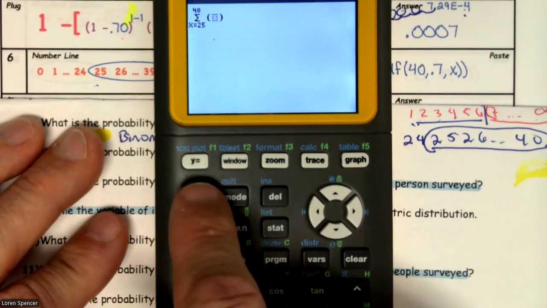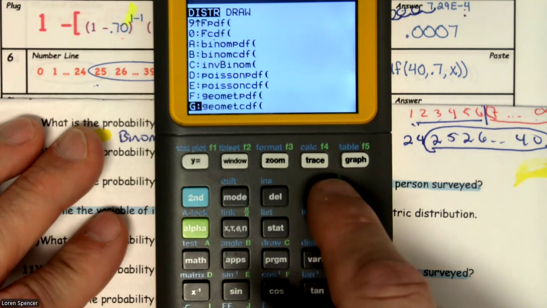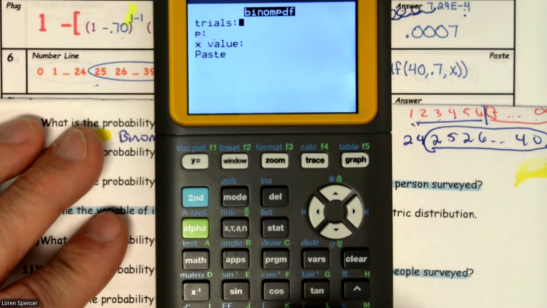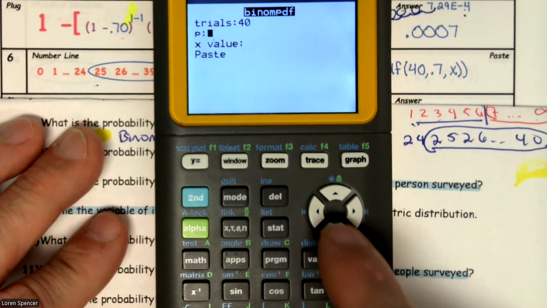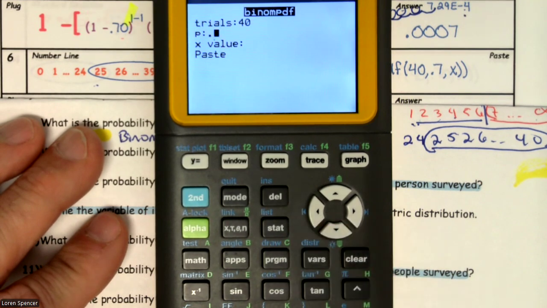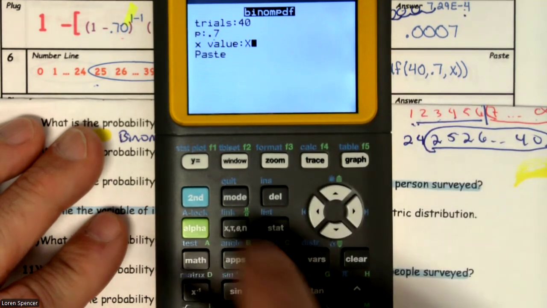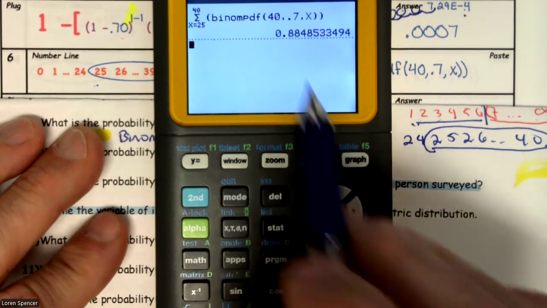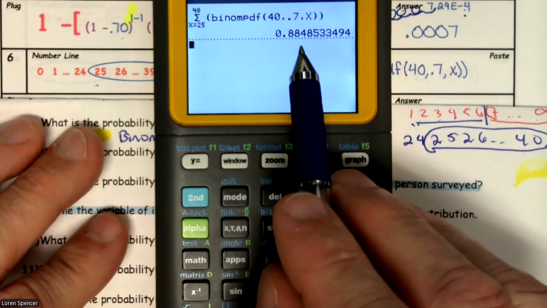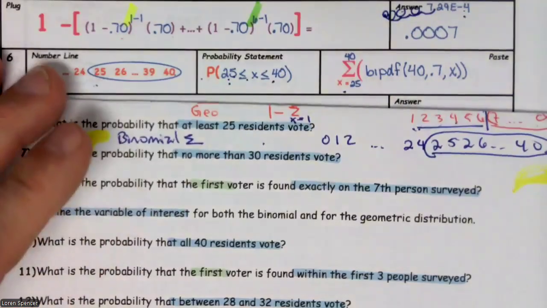Arrow over. Second vars. Binomial PDF. Trials is 40. Probability 70 divided by 100 or 0.70. And anytime we use the summation key, we're using the X button. So in this case, we get 0.8848.